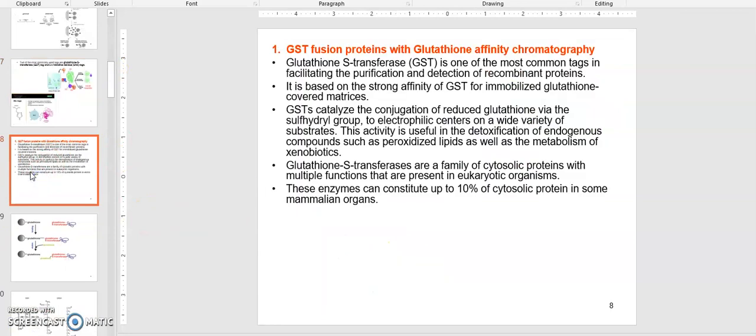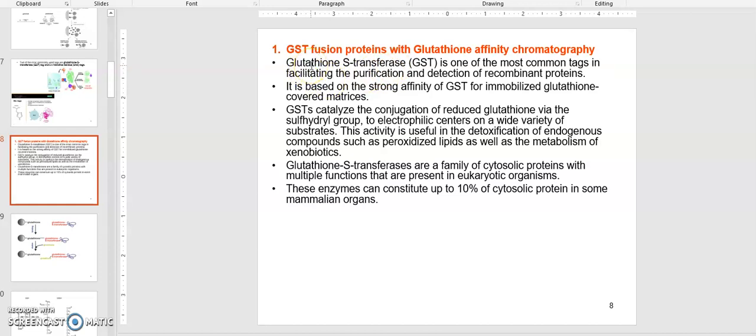Okay, so you can create several different fusion proteins. Among those, let's talk about GST fusion protein. So you're going to add a tag called GST. GST stands for, again, glutathione S-transferase. It's an enzyme that can transfer a thiol group from one protein to another. So its substrate is thiol group.